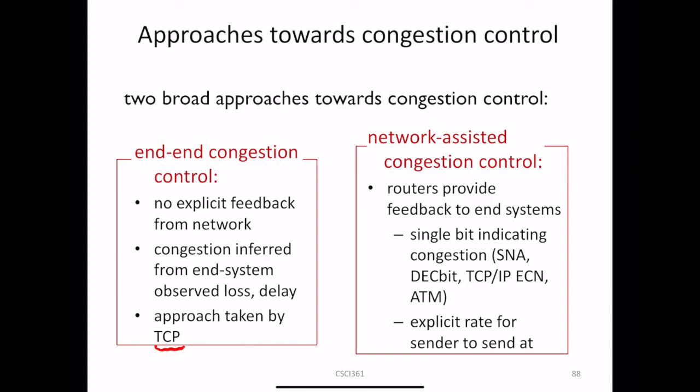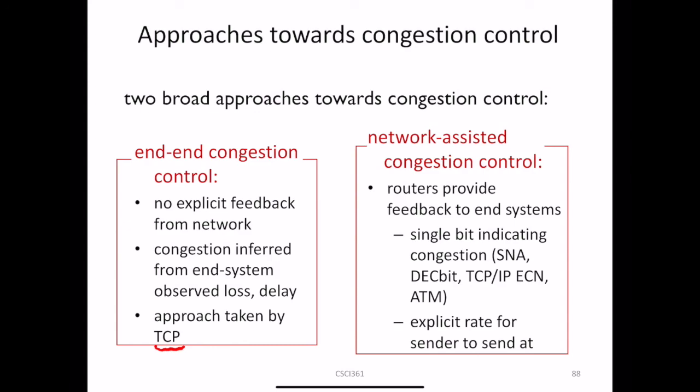The advantage of this solution is that it will not bring too much overhead to the network core. It will not bring overhead to routers. That's the advantage of this solution. However, the end systems must handle this problem, because they need to infer congestion based on packet loss and packet delay. On the other side, another solution is network-assisted congestion control.